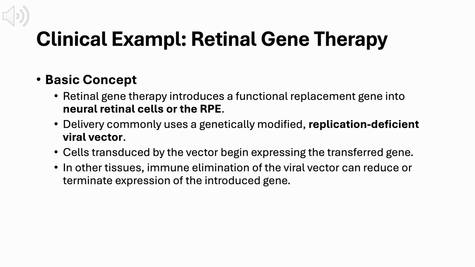We'll close the chapter with retinal gene therapy, the clinical arena where posterior segment immune privilege becomes practically decisive. The basic concept is straightforward. Retinal gene therapy introduces a functional replacement gene into the neural retinal cells, or the RPE, correcting an inherited deficiency at its source. Delivery commonly uses a genetically modified, replication-deficient viral vector, a virus stripped of its ability to replicate but retained as a vehicle to carry the therapeutic gene into the target cells.